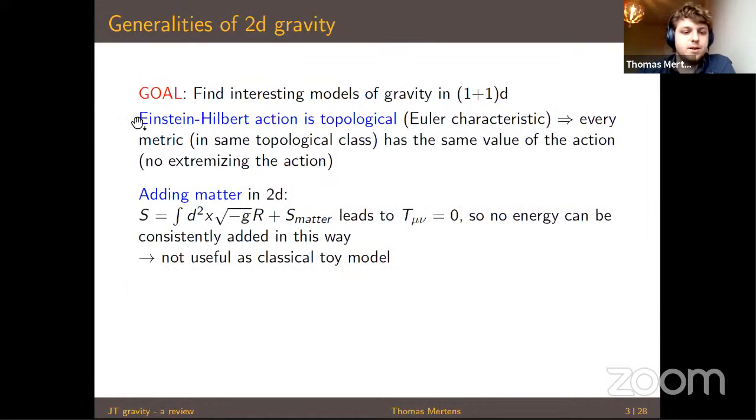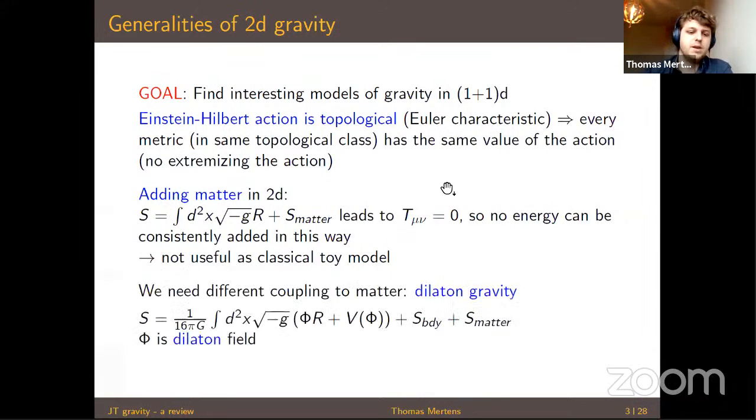So then you might think, let's just add matter to this action. Maybe then things get interesting. So just take Einstein-Hilbert plus the matter action. But then, of course, the Einstein equations just lead to a zero stress tensor for the matter sector. So no energy can be consistently added in this way. So this is not useful as a classical toy model of, for instance, black hole formation and evaporation and so on. So we need a different coupling to the matter sector.